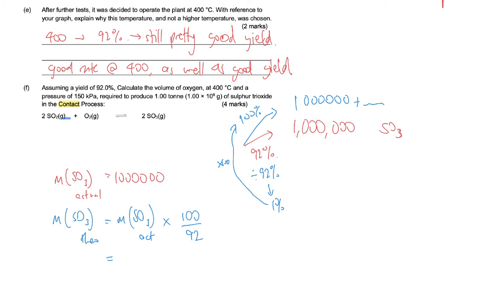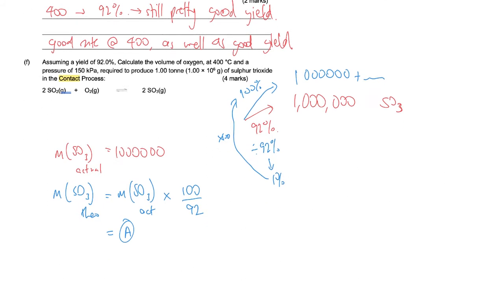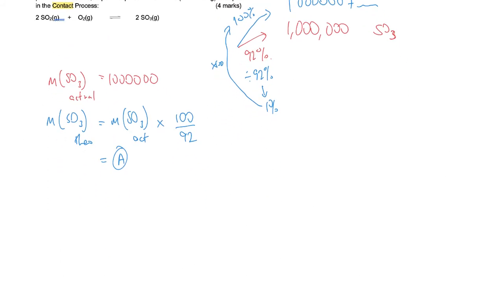Okay, and that value is, I don't know. I'm not going to go look it up because I don't have a calculator near me, but let's just say that value is A. If that value is A, then we can work out the number of moles of SO3 theoretical by doing the mass over the molar mass of SO3, which will be equal to B, some value there.